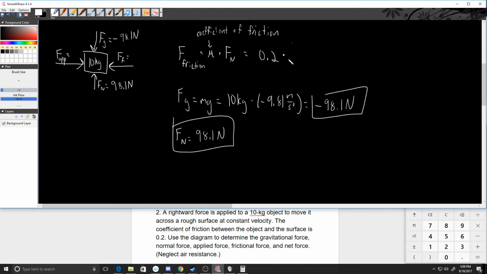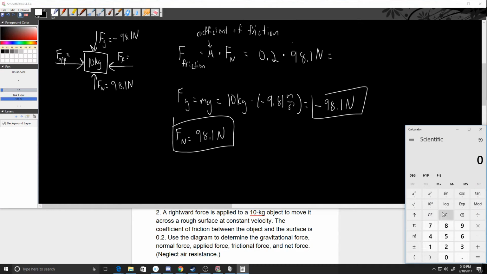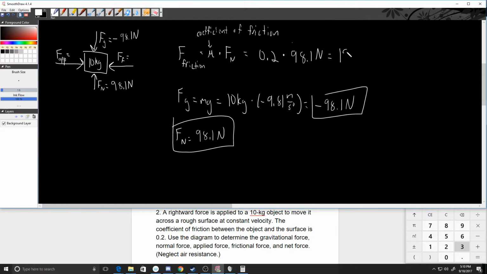All right, so now I can figure out what this is. So where Fn is here, I need to put 98.1. Used to be able to do that in my head. So let's go 0.2 times 98.1. Looks like I'm going to get 19.62. All right, and that was the force of friction.